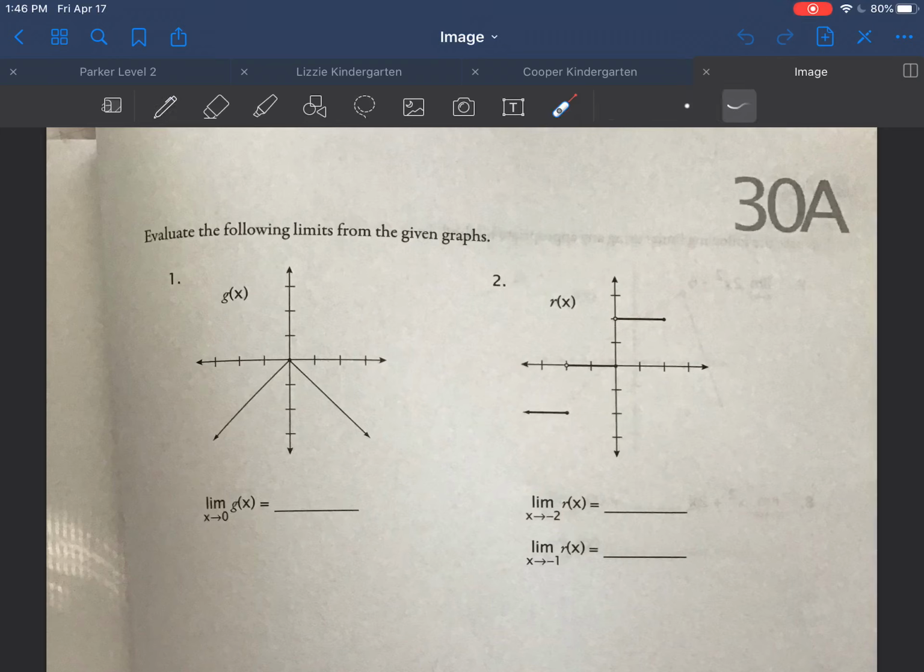So you'll see this limit notation down here. It says lim, and then as x approaches a number. The arrow means approaches. So you'd say the limit as x approaches 0 of g of x is. That's saying as your x value approaches 0, what is the y value of your function?